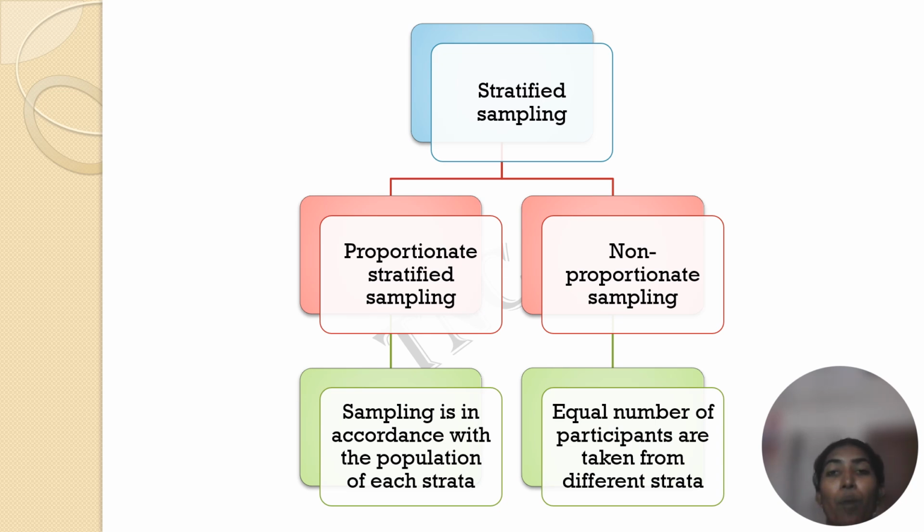Everything will be in accordance with the population size of that particular strata. If the population size of a strata is high, then the number of samples chosen from that strata will be high. If the population size of a strata is low, then the sample size chosen from that strata will be low.